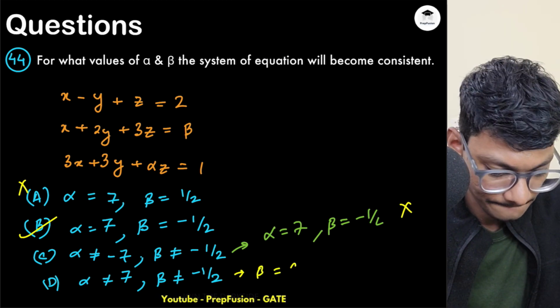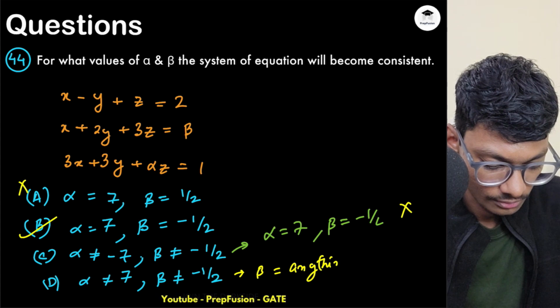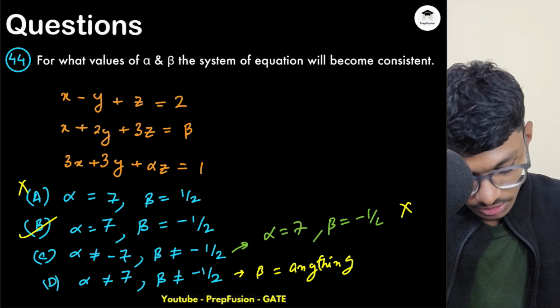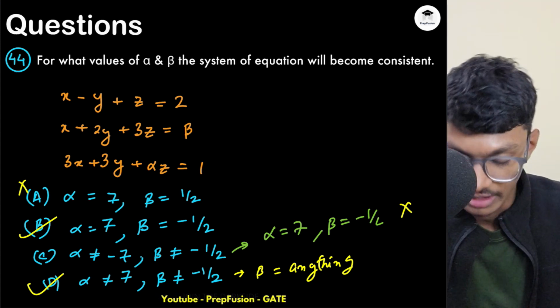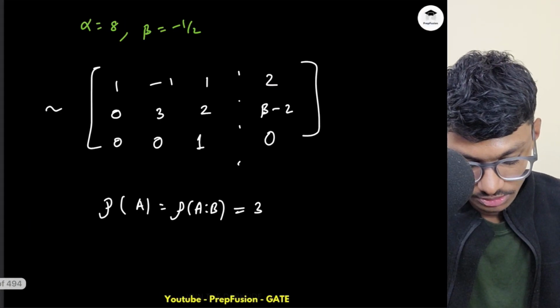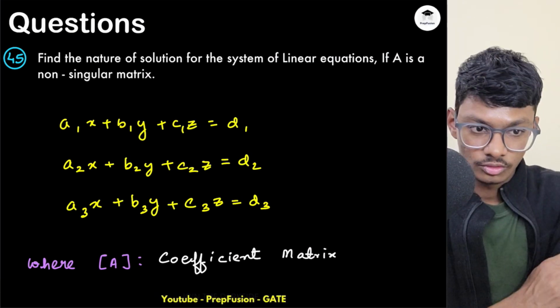Okay, so basically this is correct also. If alpha is not equal to 7, beta can be anything. There is no restriction on the value of beta. Okay, so now let's go for the next question.